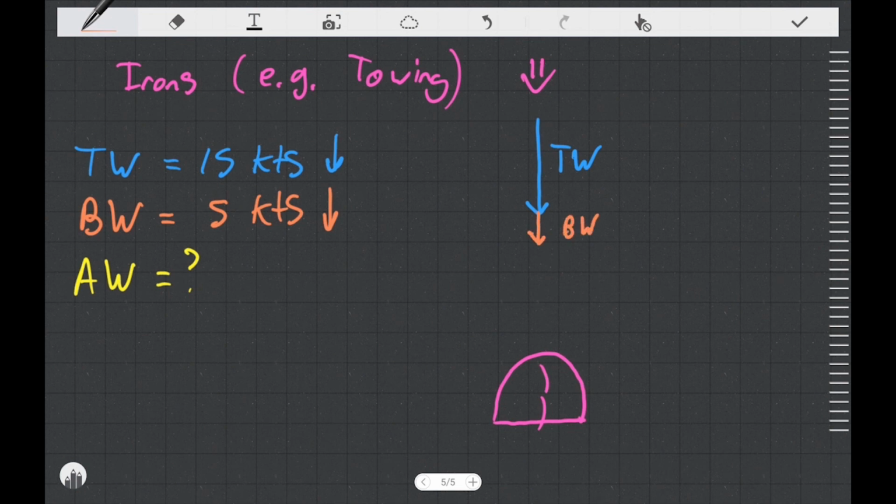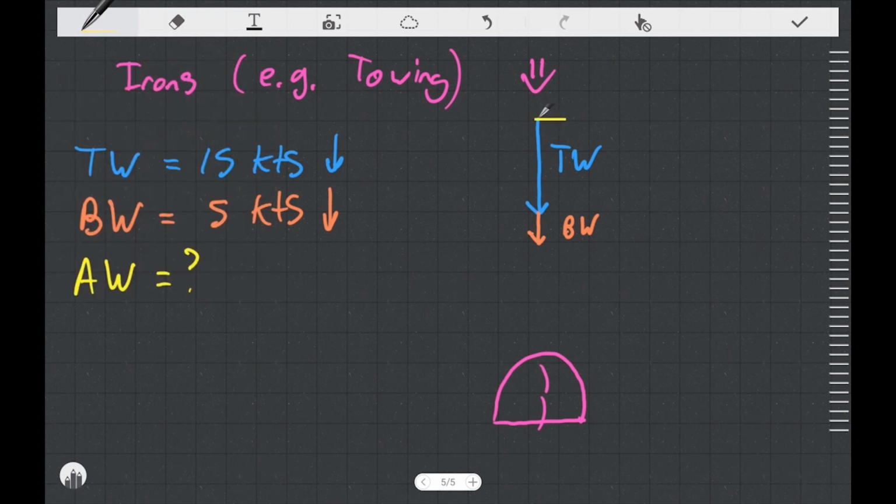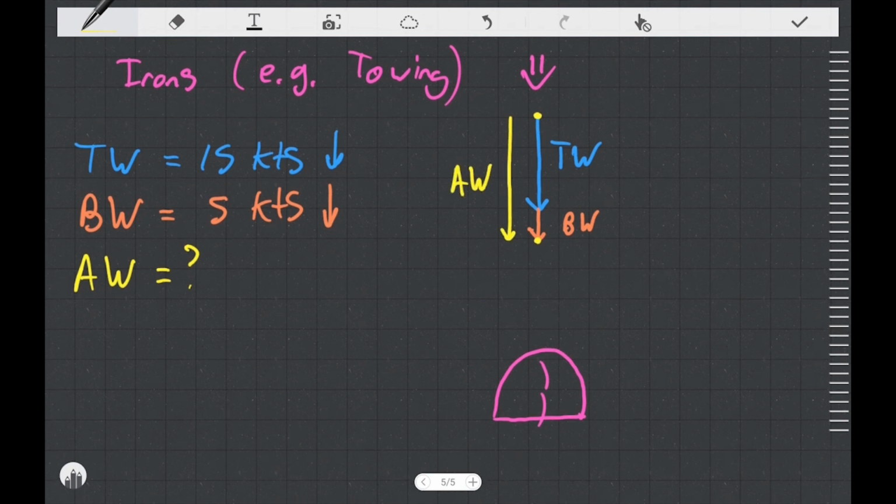So what's our apparent wind doing? Well, remember what we said, that we just need to connect our apparent wind from the tail of the true wind to the tip of the boat wind. We'll do it off to the side so that you can see all 3 arrows. And we can see then that the apparent wind, or the wind that we would perceive if we were standing in the boat, is going to be 20 knots. It's going to be 5 knots longer than the true wind, and it's going to be pointing straight downwind, so we're going to still be in irons.